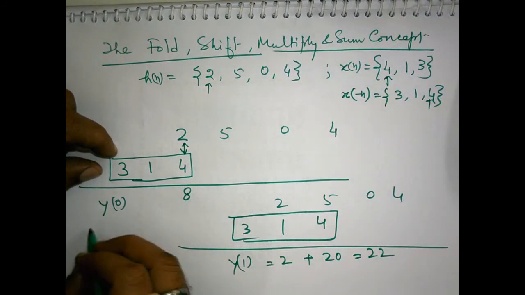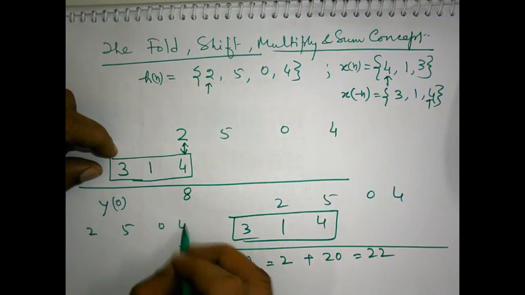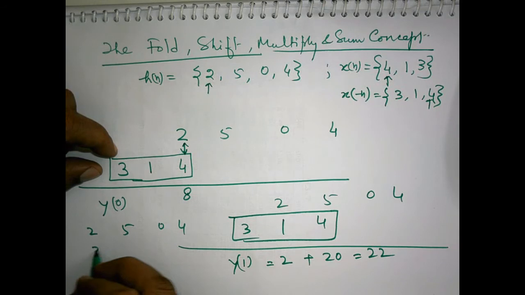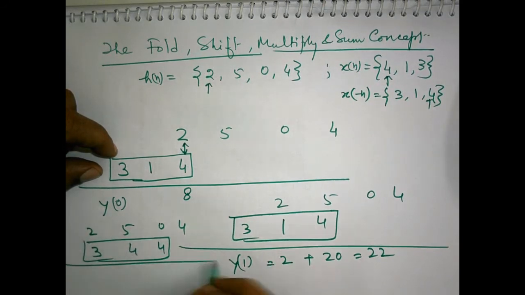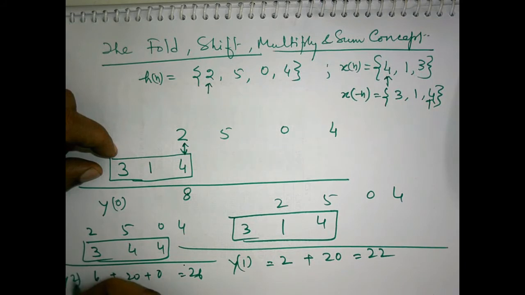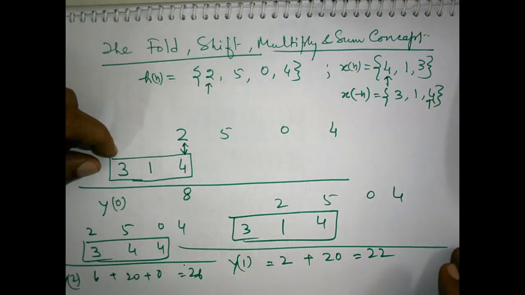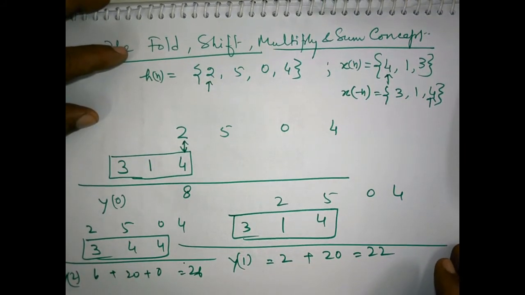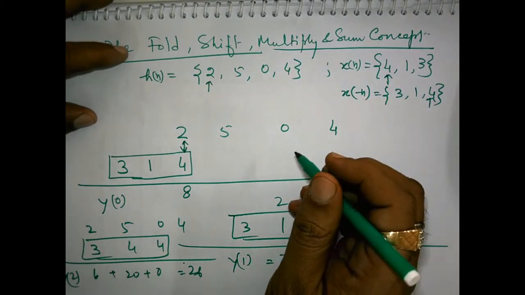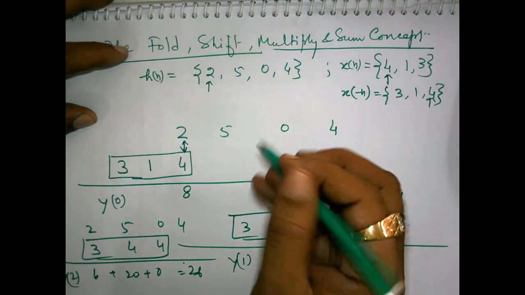This means there will be another result, say 2, 5, 0, 4, and then 3, 1, 4 will come over here. This strip will come over here. Okay, so this will be 0, this is 20, and this is 6. So naturally this will be 26. This is y2. Okay, so this way you obtain the total sequence corresponding to yn, like this.